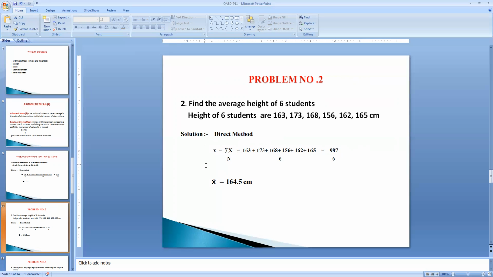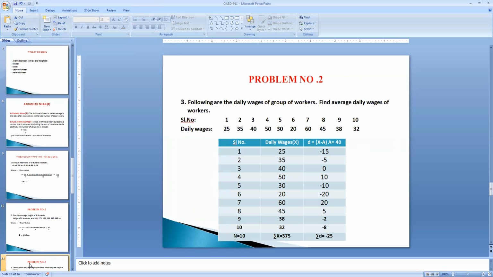In the same manner as under the direct method, we apply the formula for the calculation of mean. So mean is equals to sigma x by n. Sigma x is the summation of all the x values: 163 plus 173 plus 168 plus 156 plus 162 plus 165, which totals 987, divided by 6 students. In an individual series, n is the number of variables, that is 6. Therefore the average height of the 6 students is 987 divided by 6, which is 164.5 centimeters. This is how we calculate the value of mean under the direct method.